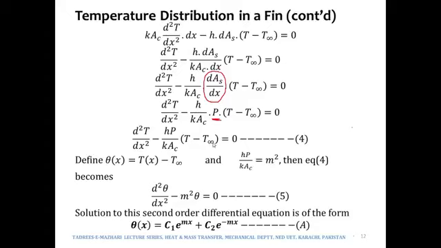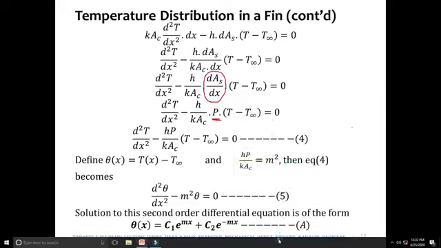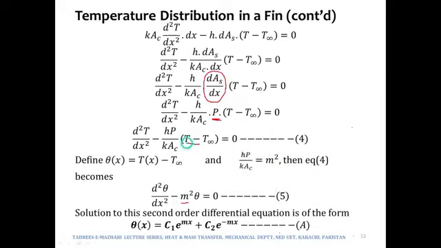So if we say that T minus T infinity is theta, and we say that this hP over kA_c is m square, where m is not mass, m is only a quantity, and we are calling this hP over kA_c as m square. We are doing that for a very particular reason we will see in a moment. So then equation 4 would become: hP over kA_c written as m square, and this T minus T infinity written as theta. And over here you may see that the second derivative of temperature with x has been written as the second derivative of theta with x.